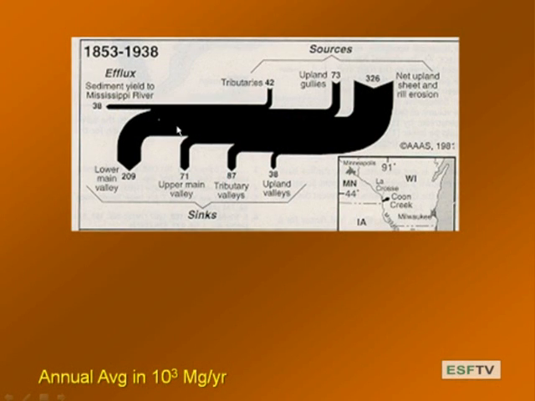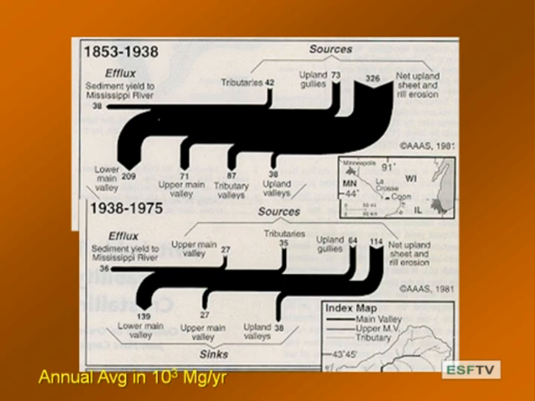Okay? Now the next good piece of news, in 1938 to 75, and this is the beginning of environmental awareness and the beginning of farm plans and the beginning of efforts to control erosion. And look at the reduction. We've gone from 326 upland sheet and rill erosion down to 114, almost a third. And then a significant 15–20% reduction due to gullies. And note this here, the yield to the Mississippi River is about the same. It's not very much difference. It's a little smaller.